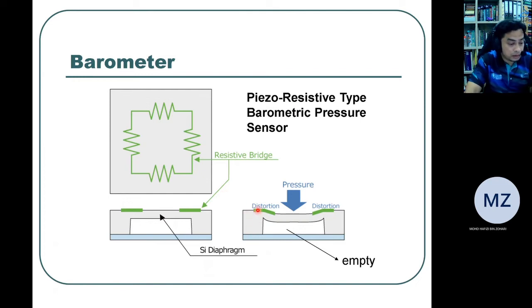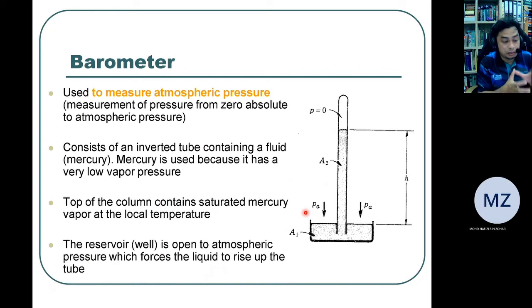Other than a resistive bridge, you can use a piezoelectric sensor. This pushing effect will push the piezoelectric material and create voltage. There are many methods we can use to measure the deflection, the distortion of this area due to the pressure pushing the empty area. So this is the barometer. The pressure pushing is due to the difference between outside the box and inside the box, which creates distortion in this area. This is a piezo-resistive type barometric pressure sensor. I show you two types: this one is very small, this one is a little bit larger, and of course this one is maybe your old concept of the barometer.